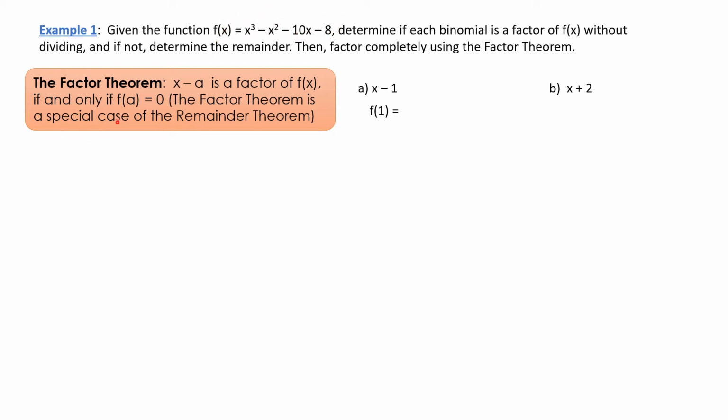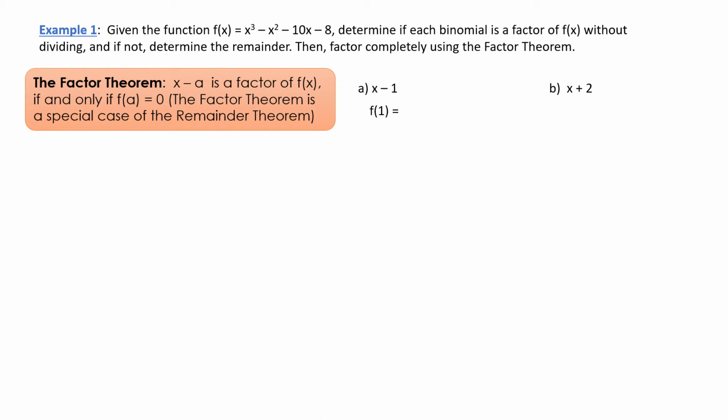So the factor theorem is a special case of the remainder theorem. If I sub in a 1 into here and I get a 0, that means the remainder would be 0. It means it divides in evenly. It's like doing 16 divided by 4 as opposed to 16 divided by 5. So let's sub in f of 1 and see what we get.